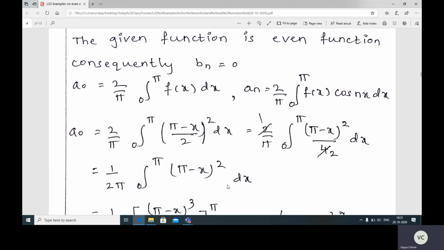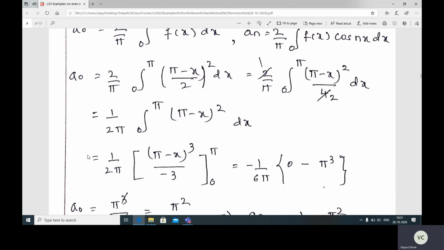Integrate this with respect to x. Integration of x raised to 2 is x cube divided by 3. So we'll get 1 upon 2 pi, (pi minus x) raised to 3 divided by minus 3, varies from 0 to pi. Now substitute always upper limit minus lower limit. So 1 by 2 pi into 1 upon minus 3, so this is minus 1 upon 6 pi.